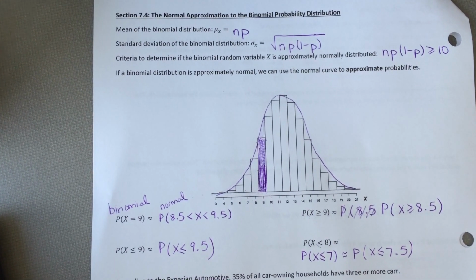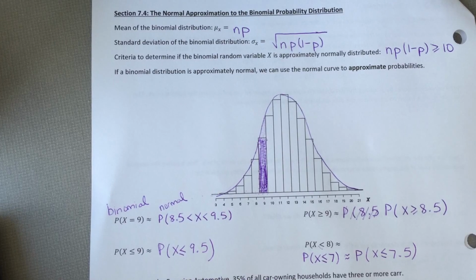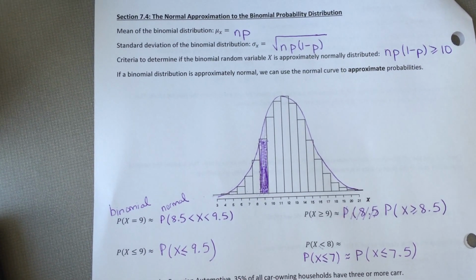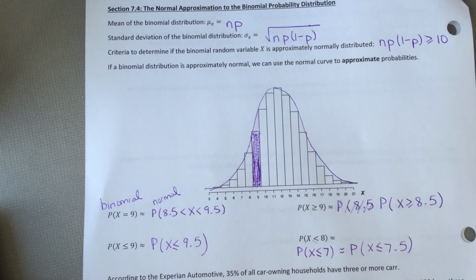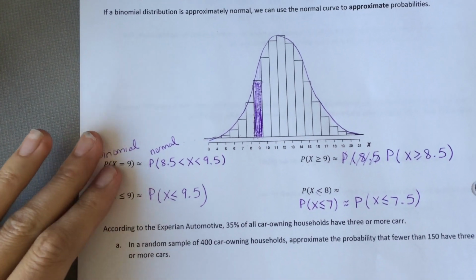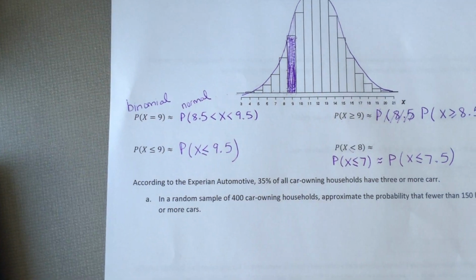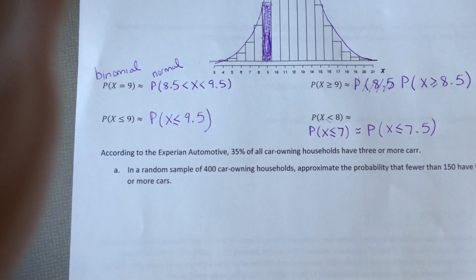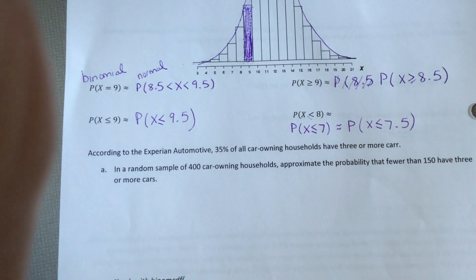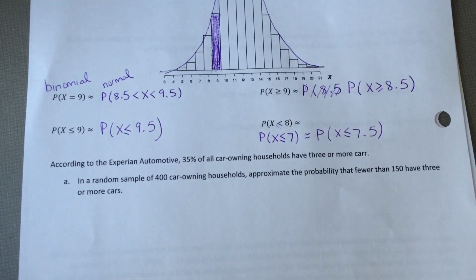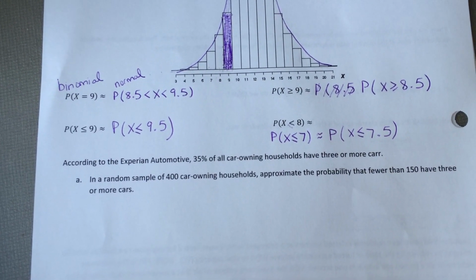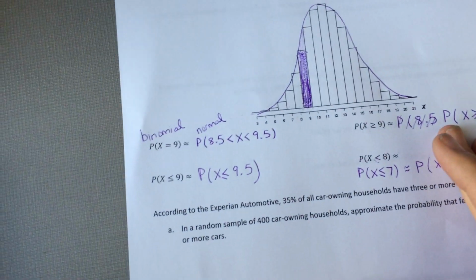When we're using our normal curve to approximate binomial distributions, we have to add 0.5 either to the left or right, depending on the situation. So let's look at one example. We have this situation again. 35% of all car-owning households have 3 or more cars. In a random sample of 400 car-owning households, approximate the probability that fewer than 150 have 3 or more cars.